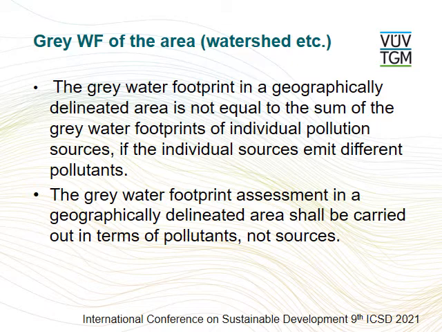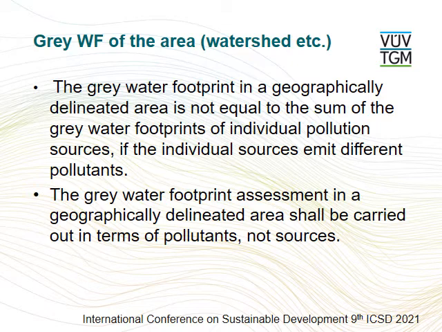The next exercise is focused on the greywater footprint sustainability assessment of an area, for example, of a watershed. The greywater footprint in the area is not equal to the sum of the greywater footprints of individual pollution sources. Standardly, you calculate greywater footprint for each subsystem, and by summarizing these greywater footprints, you get the greywater footprint of the whole system.